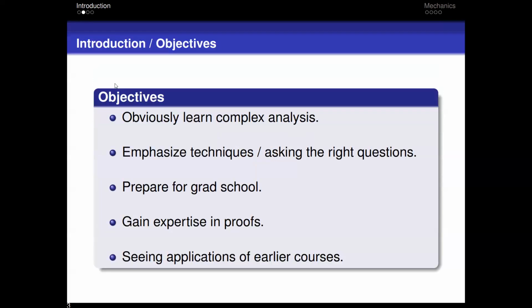Okay, so goals for the class. Obviously, I want you to learn complex analysis. This is an absolutely beautiful subject. It's used in a variety of places, from pure mathematics to industry, finance, physics, lots of different applications. Depending on what you're interested in, I'm absolutely happy to try to adjust a little bit about what we're going to cover, what we're going to look at. I want to emphasize techniques.